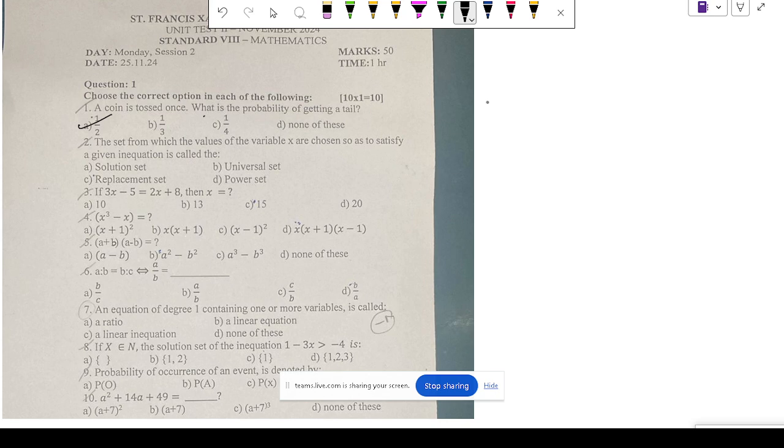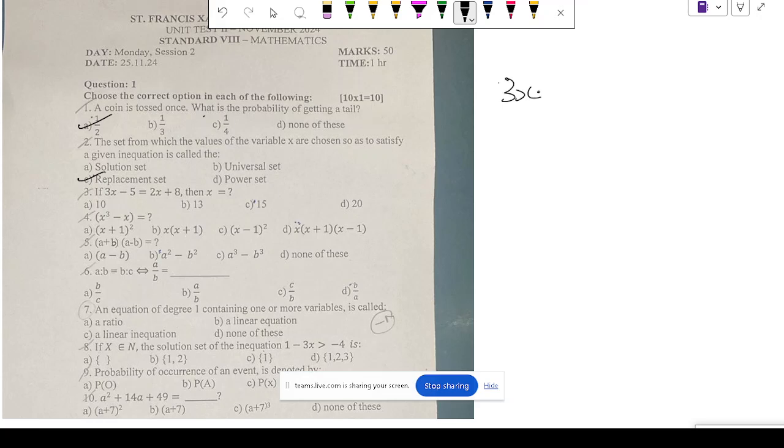For the second one, I got C, sir. The set from which the values of a variable x are chosen so as to satisfy a given equation is called? I wrote replacement set, sir. Yes, replacement set. A set from which the values of the variable x are chosen so as to satisfy a given inequation is replacement set, right? In the question they give you the replacement set, and from there you find the solution set. It's not power or universal. Next, third question.